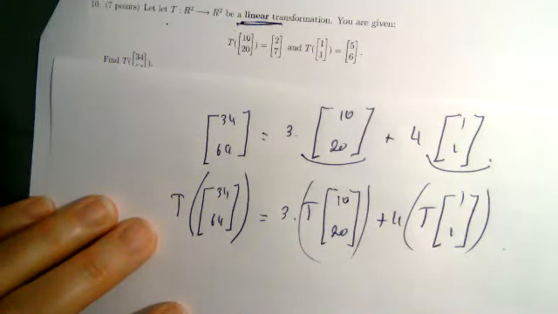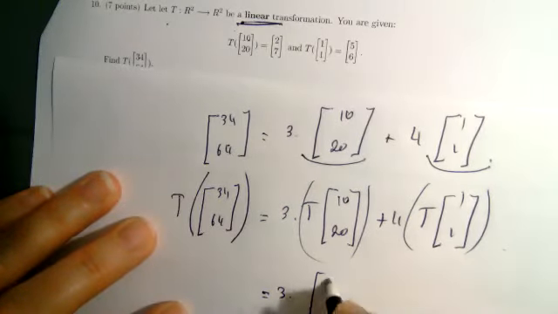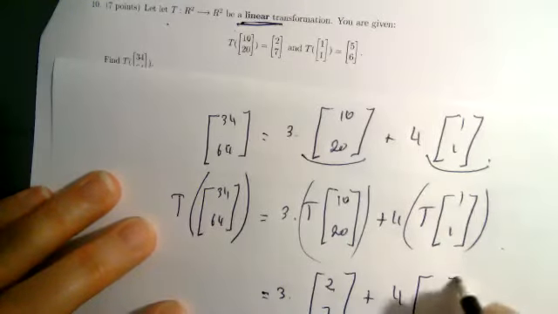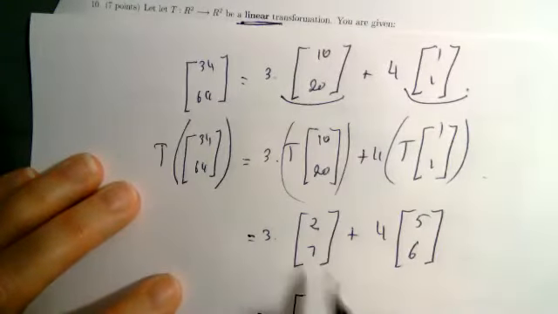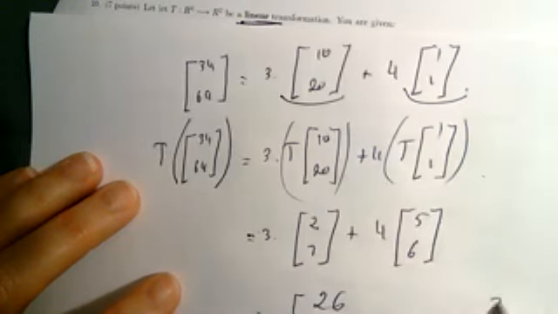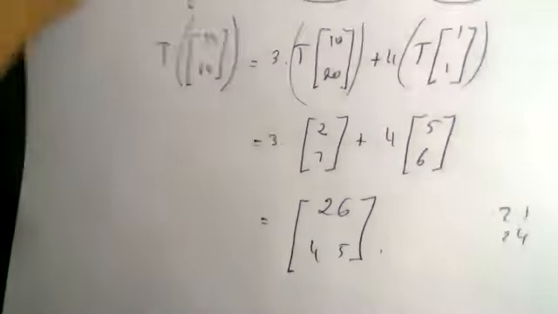And now I am done because I know exactly what the image of the vector (10, 20) is, which is (2, 7), plus 4 times the image of the vector (1, 1), which is (5, 6). And now I just have to add. That's going to give me 6 plus 20, 26. And that's going to give me 21, 21 plus 24 is 45. End of the problem. Okay?